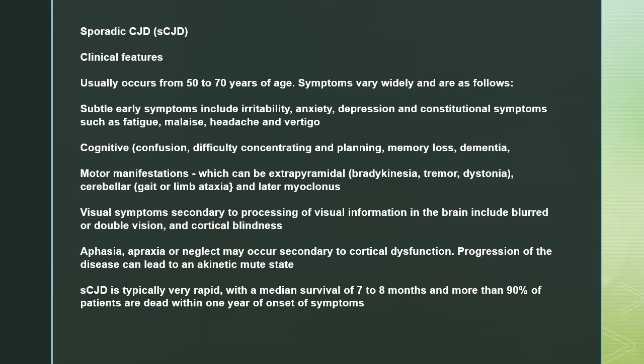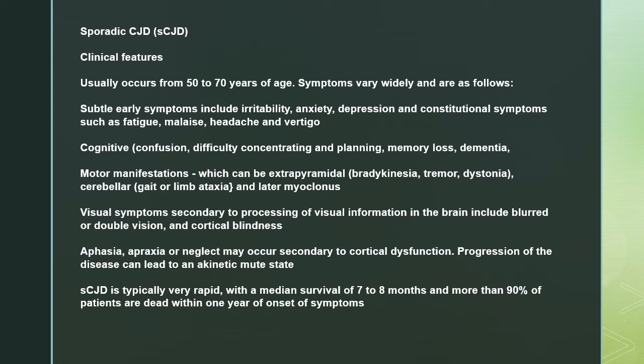Motor manifestations can be extrapyramidal, such as bradykinesia, tremor, and dystonia, cerebellar, such as gait or limb ataxia, and later myoclonus. Visual symptoms are secondary to processing of visual information in the brain and include blurred or double vision and cortical blindness. Aphasia, apraxia, or neglect may occur secondary to cortical dysfunction. Progression of the disease can lead to an akinetic mute state.